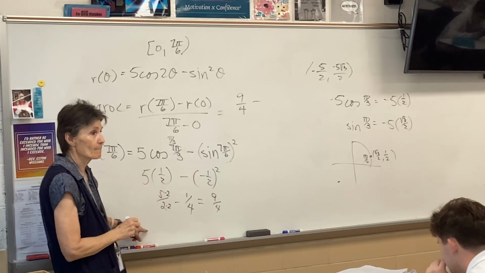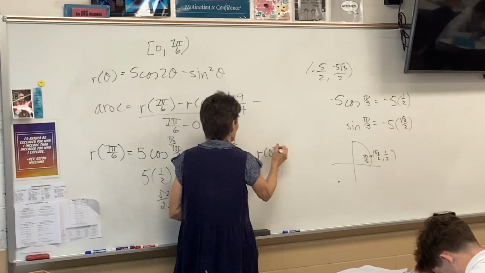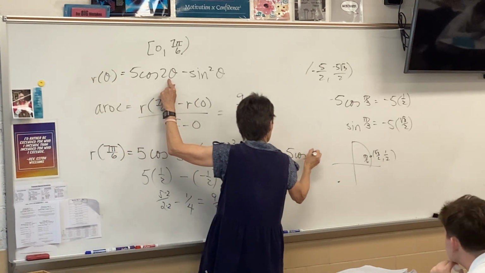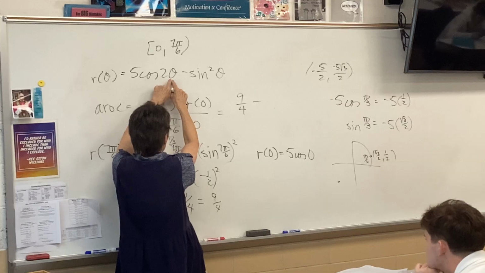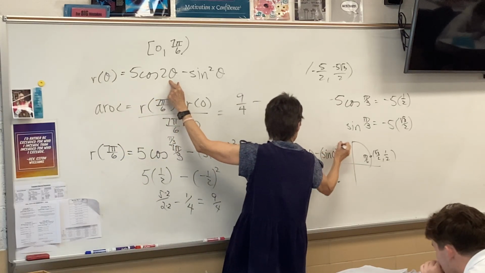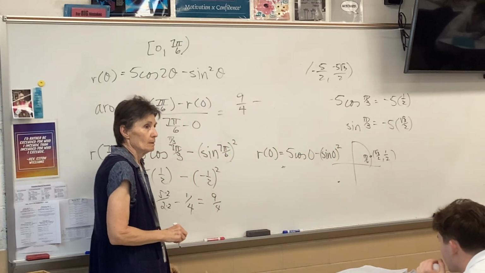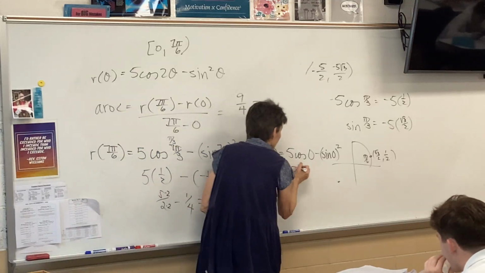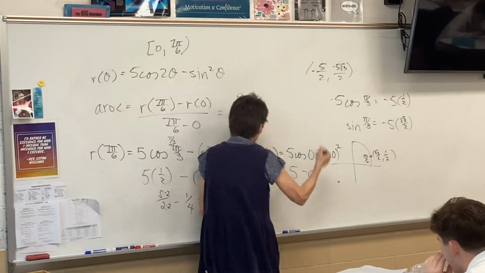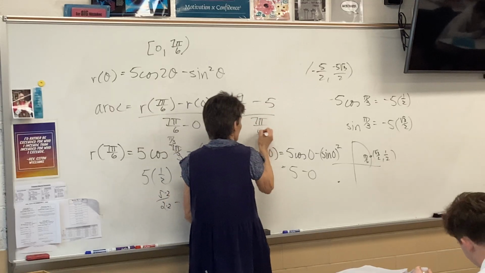Everybody okay? Right, now I gotta do the same thing, I gotta find R of 0. So if I put 0 in there, I have 5 cosine 0, minus the sine of 0 squared. What's 5 cosine 0? What's the cosine of 0? 1, so that's just 5. What's the sine of 0? 0. Squared. So minus 5 over 7 pi over 6.